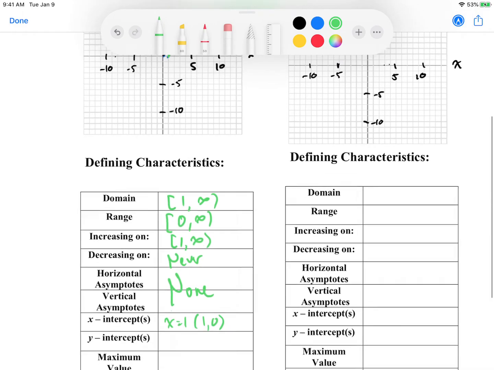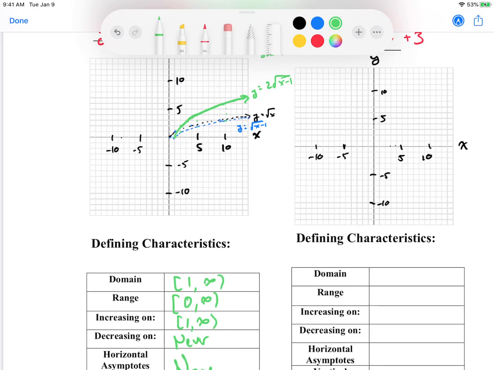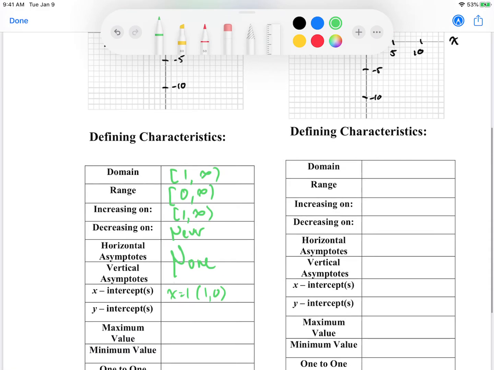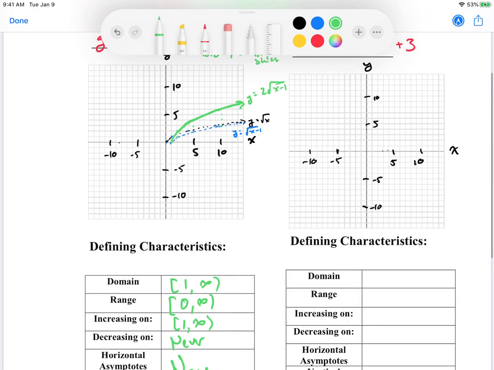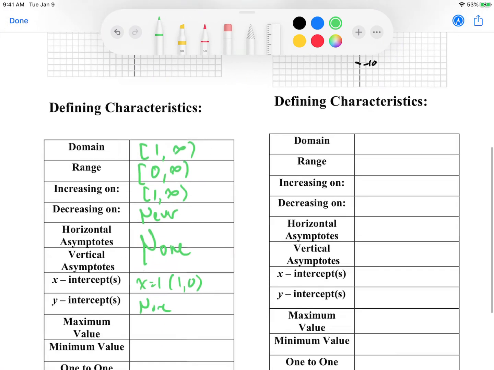Our y-intercept, in this case, does it ever actually cross the y-axis? No. Okay? So we have to be careful. We will not always have an x and y intercept, because my graph is not defined everywhere. We may or may not have x and y intercepts, so you have to use the graph to check. Y-intercepts, we actually have none. Maximum value, this thing goes on and on up forever, so it has none.